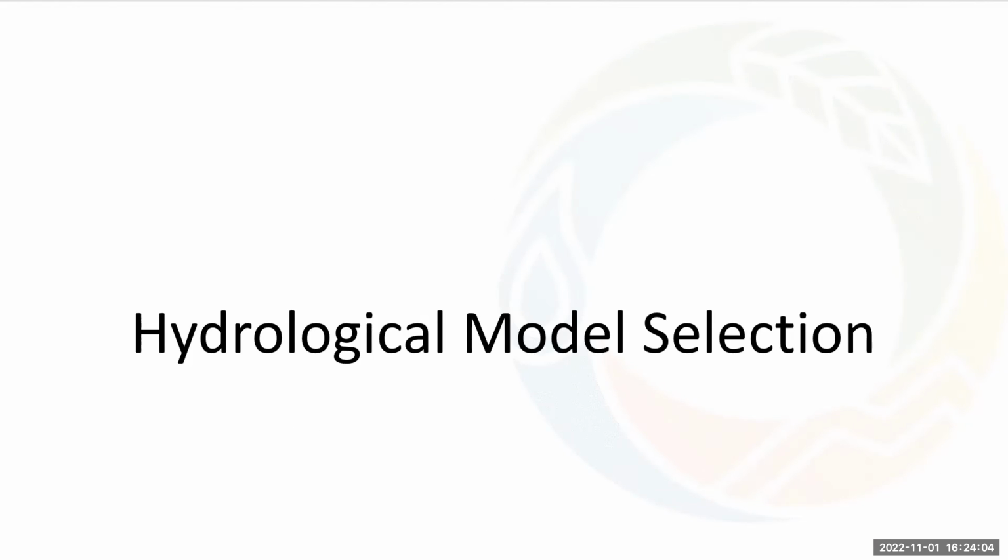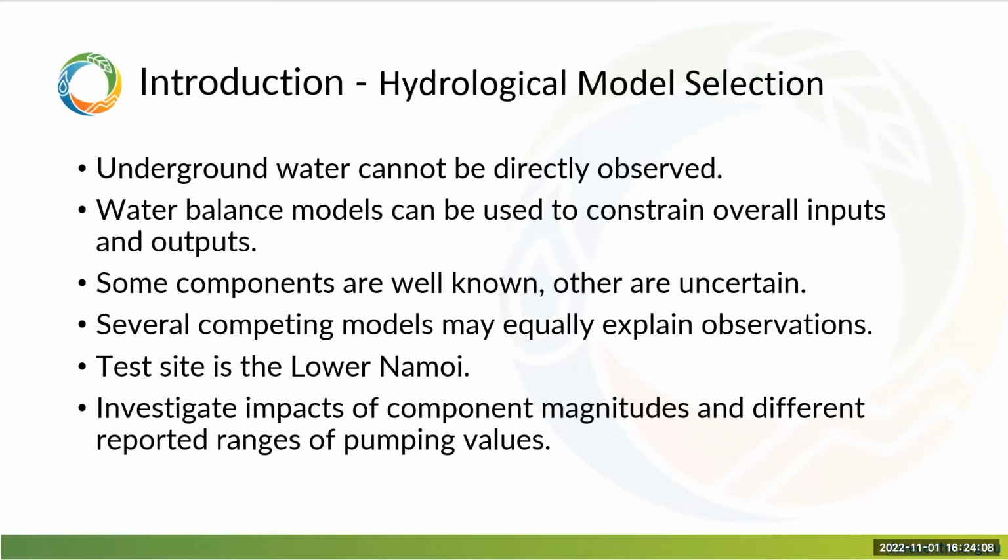So moving along to the hydrological model selection. Groundwater systems being underground cannot be directly observed. Water balance models can be used to constrain overall inputs and outputs. However, in many cases, there are several competing models that can fit the overall water balance, and defining which is the correct model can be difficult.